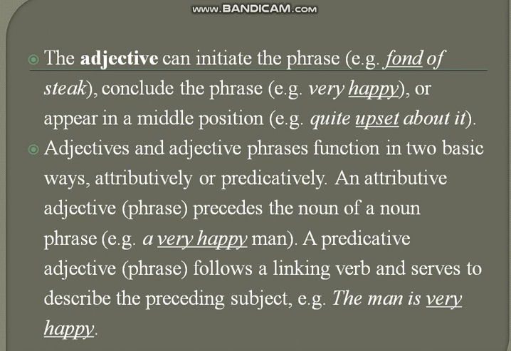An adjective can start the phrase, or conclude the phrase, as you can see, very happy. Here, happy is an adjective, but it came at the end of this phrase. Or it can appear in a middle position, in the middle of the phrase, as you can see, quite upset about it. Here the word upset, which is underlined, is used in the middle position of this phrase, and it is an adjective. So an adjective may come at the start of the phrase, in the middle of the phrase, and at the end of the phrase.